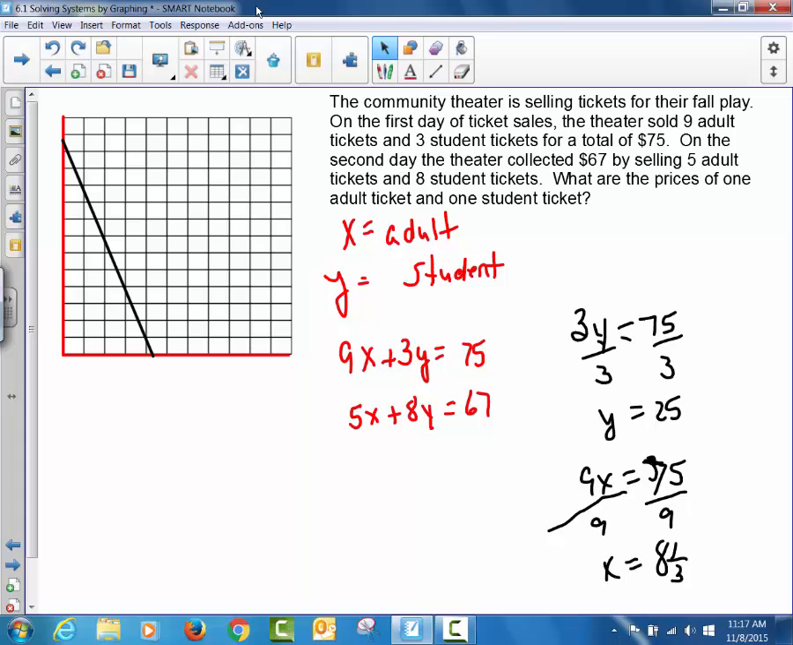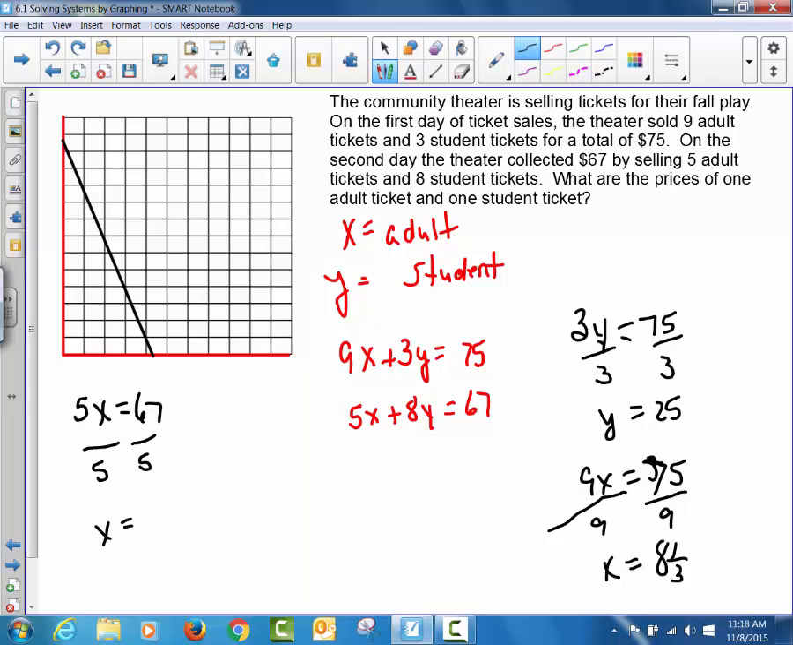We've got 5x plus 8y equals 67. We let the y equal 0, and that gives us 5x equals 67. Divide by 5, and that gives us x equals 13.4. So we come over here for the x, and we go, let me get my marker. There we go. 2, 4, 6, 8, 10, 12, about 13.4 there.